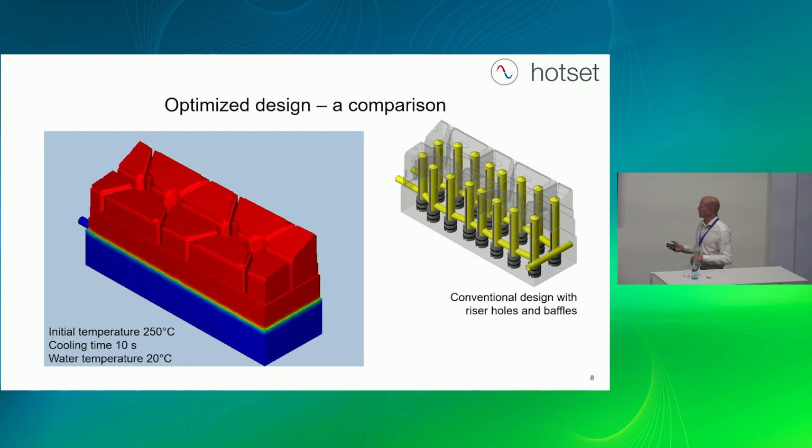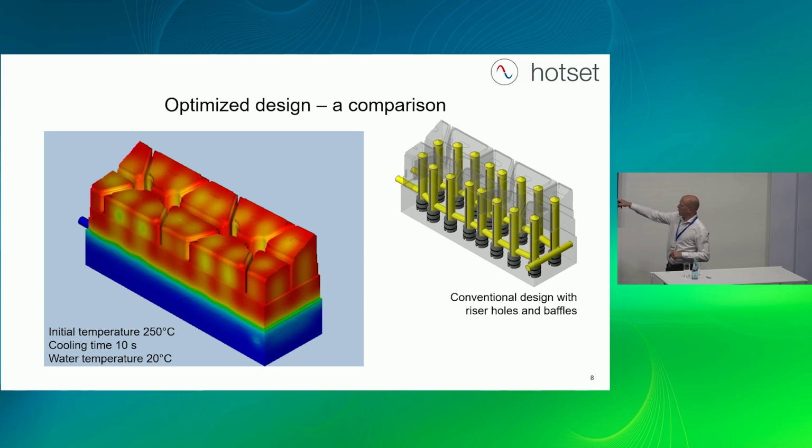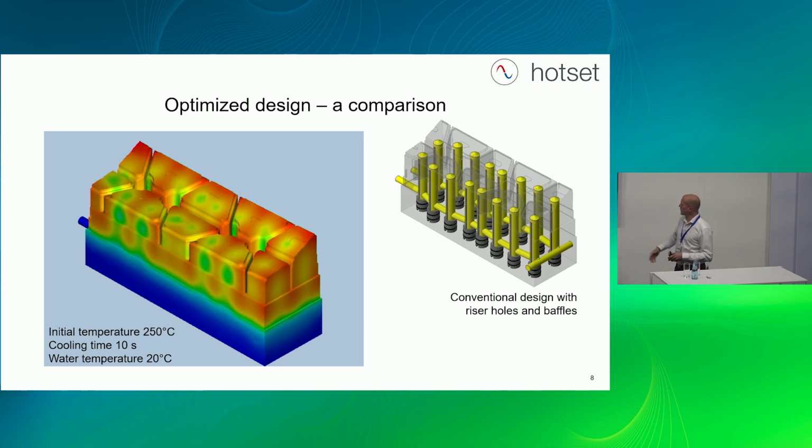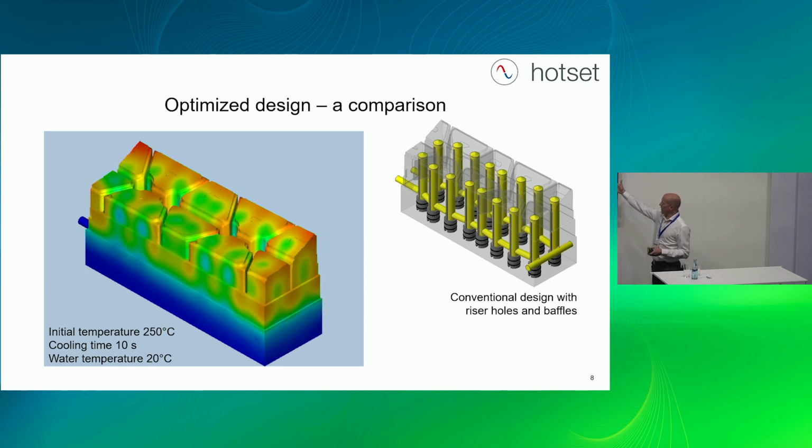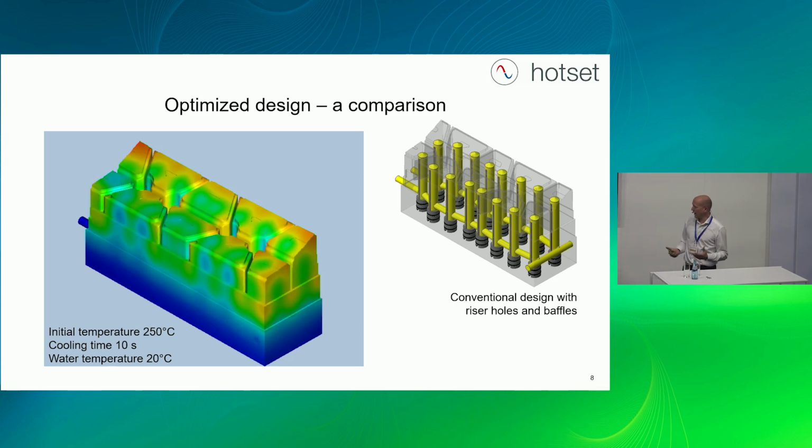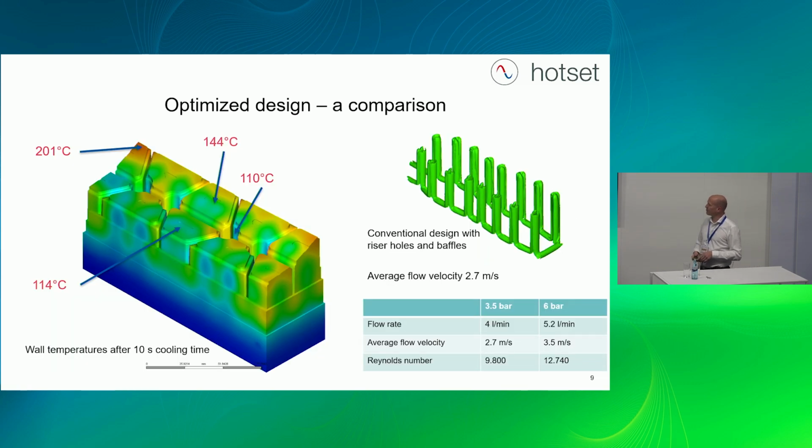I start the simulation now, and here you can see we're creating hotspots, which are produced by ourselves because we have no close-to-the-cavity cooling. After this 10 seconds of cooling time, we receive a temperature. The hottest temperature is about 200 degrees in the corner, because it's the longest distance in the insert, and the coolest point is 110 degrees. A very big difference inside of these inserts.